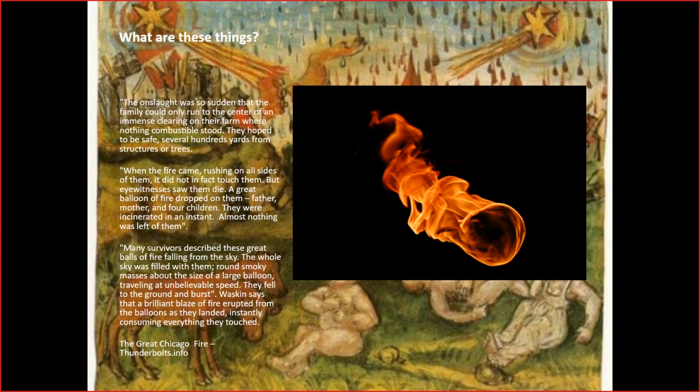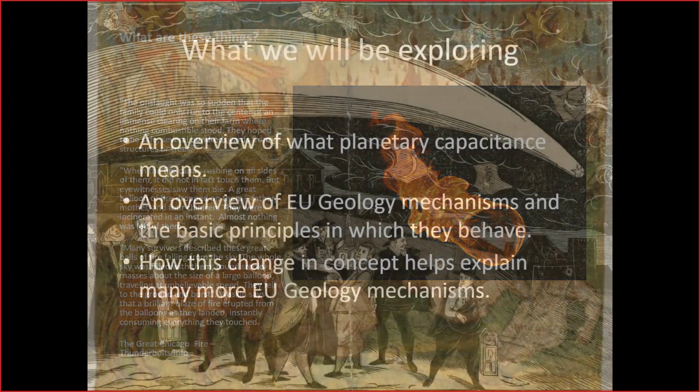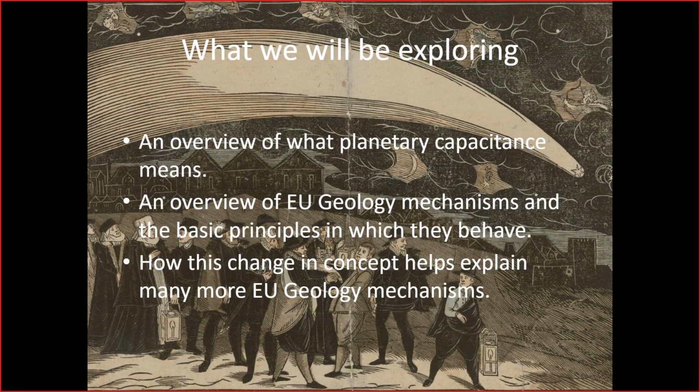We can calculate it. Now, I'll give you an idea of how that works and how that would affect landscapes and the basic understanding of how our planet deals with things on that level. So, an overview of planetary capacitance, the EU geology mechanisms, the principles on which they behave, pushing, pulling, or positive, negative, what that looks like to landscapes, and how this will help explain more EU geology mechanisms, recognize them when they're happening, or when they happened.